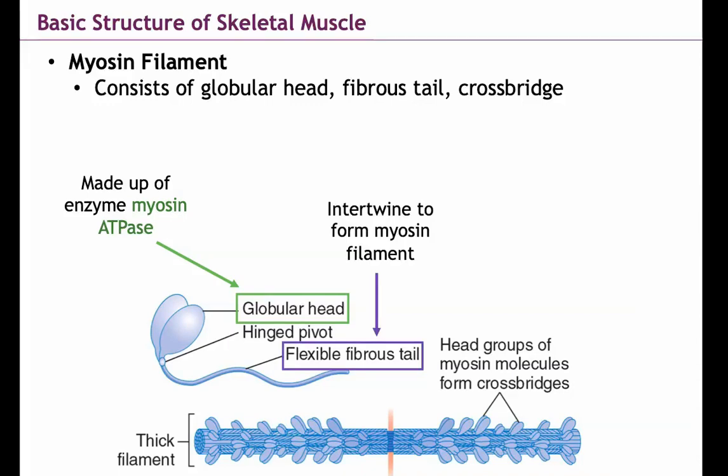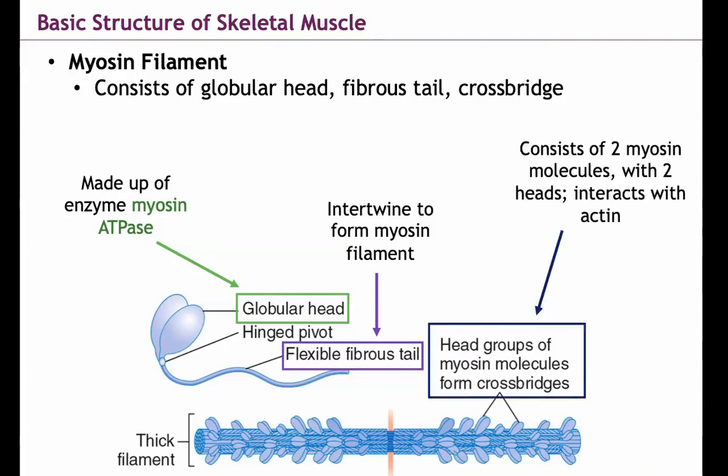The fibrous tail will intertwine to form this long, braided-like helix. So it's going to form that long part there. And the hinged pivot allows for the head to basically pivot back and forth. We have 2 myosin heads that are going to interact with actin, and when that happens, that's called a cross bridge. So the head groups of the myosin molecules form a cross bridge. So 2 heads put together, which we see right here, is a cross bridge.